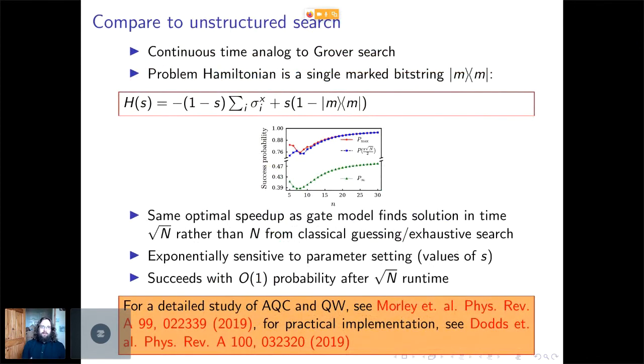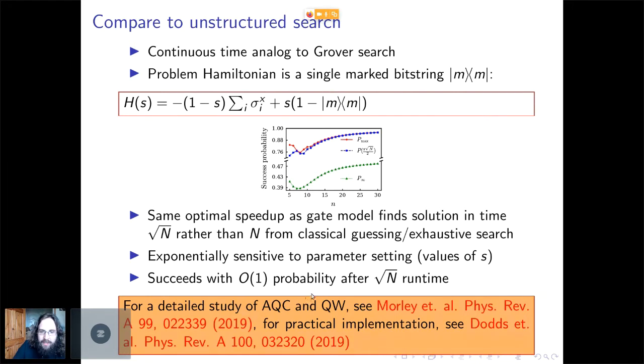So I've kept mentioning unstructured Grover-like search. I can just talk about this briefly in one slide, actually explicitly looking at that. So here you can have a problem Hamiltonian that's a single marked bit string. Basically, your Hamiltonian's just this. You've given one state a different energy. None of the energies of anything else change. This gives the same optimal speedup as, again, the gate model algorithm, but is exponentially sensitive to parameter setting, as I said before.